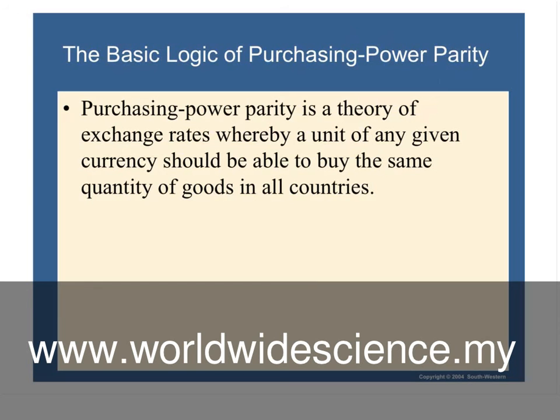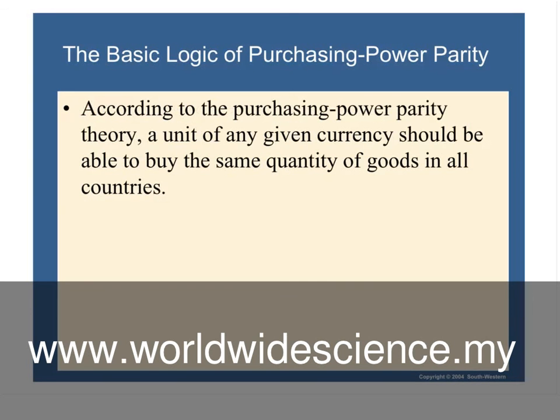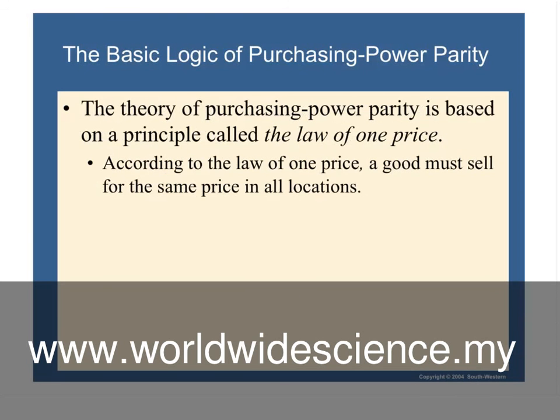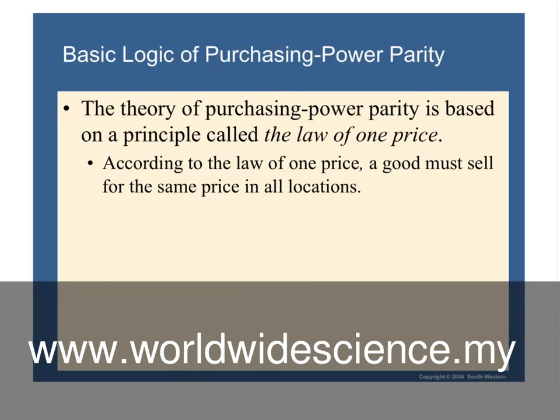So every unit of whatever currency should buy you the same amount of goods. According to the purchasing power parity theory, a unit of any given currency should be able to buy the same quantity of goods in all countries, as we discussed. It is based on a principle called the law of one price.